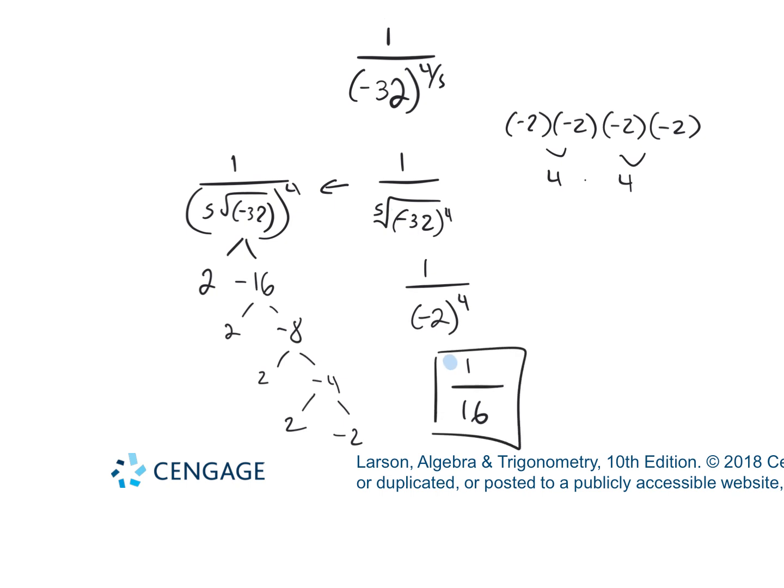This is what I meant by try to go the easiest way that you possibly can. I could have done 32 times 32 times 32 times 32 and then taken the 5th root, and we still would have ended up with 16. But when the numbers are that big, I think it's easier just to take out the root before you multiply the exponent or the power.